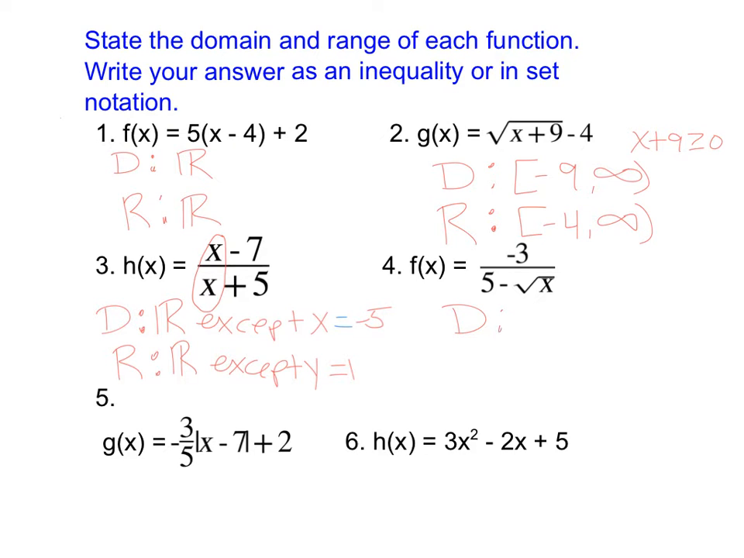All right, domain. So this one's a little tricky. There's two things here. The bottom can't equal 0. So 5 minus the square root of x equals 0, so x can't equal 25. But also the square root means x has to be greater than or equal to 0. So this is 0 to 25 and then 25 to infinity because you can't actually equal 25. And then the range, if we plug in 0, we get negative 3 over 5.